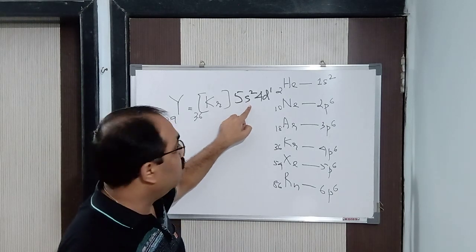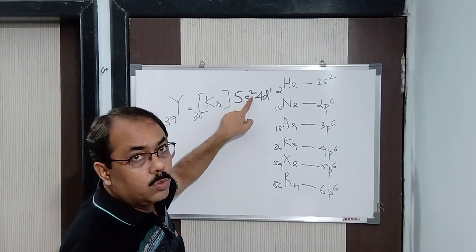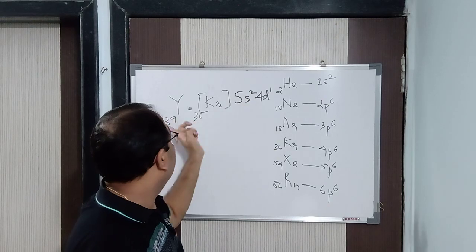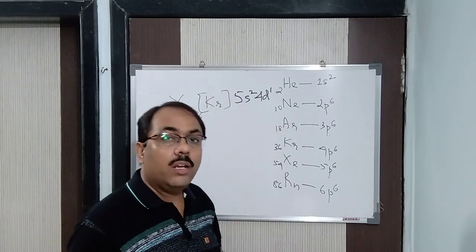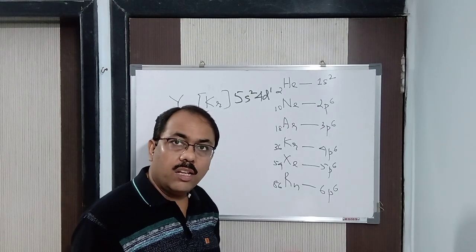I have seen in the snake rule, 5s will have a maximum of how many? 2. 5s2. So 36 plus 2 is 38. I want 39, so one more. After 5s, what comes? 4d. So 41. Finished. Done in this way.